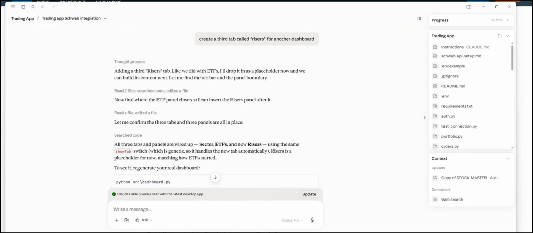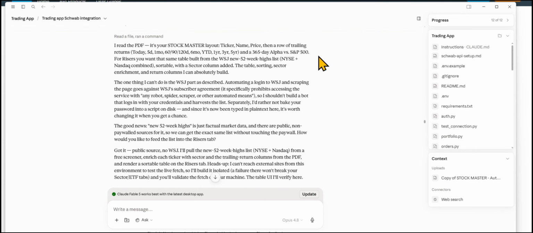Once I got the first dashboard to look correct, then I created a second, third, fourth, and working on a 5th dashboard tab to help me analyze stocks before I make trades. So here's where I gave it the Wall Street Journal username and credentials, and it says you can't do the scraping on Wall Street Journal because it's against the agreement, but it will pull up public source data for 52-week high. So that was pretty awesome.